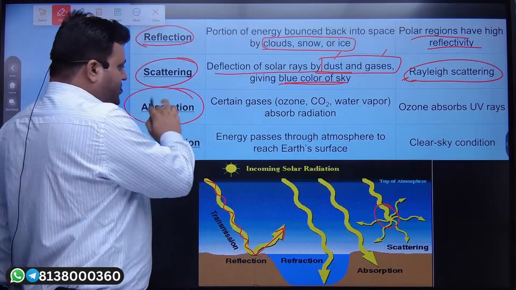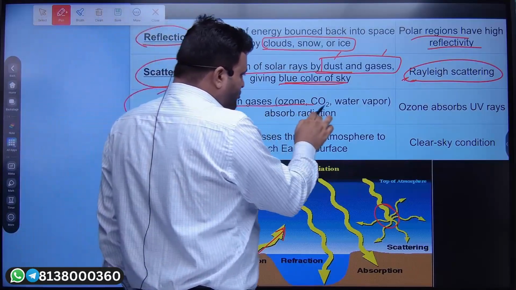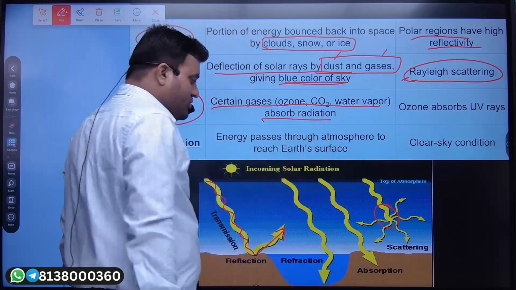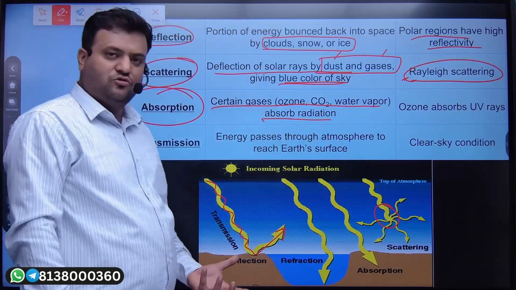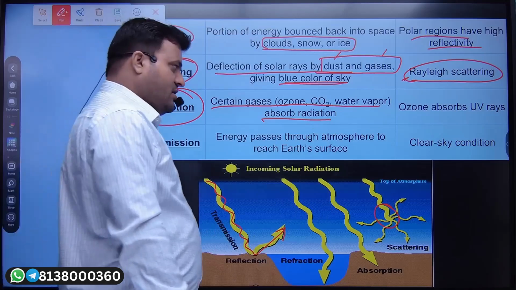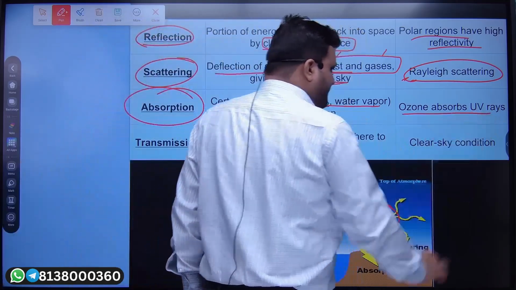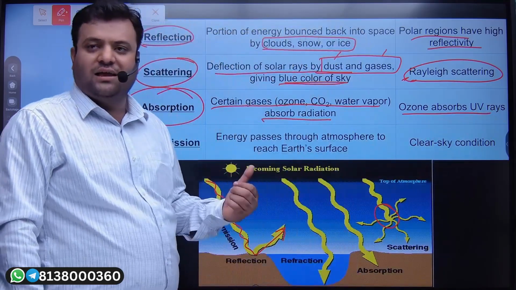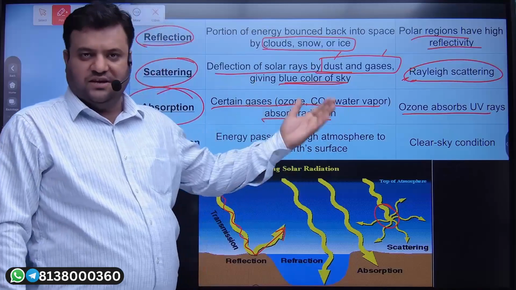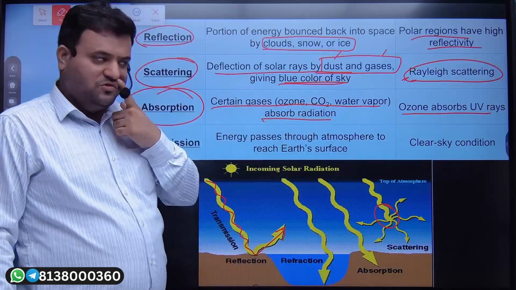Then we could have an absorption, where certain gases like ozone, CO2, water vapor absorb the radiation. I told you ozone absorbs what? Ultraviolet radiation. Ultraviolet rays are absorbed by ozone.